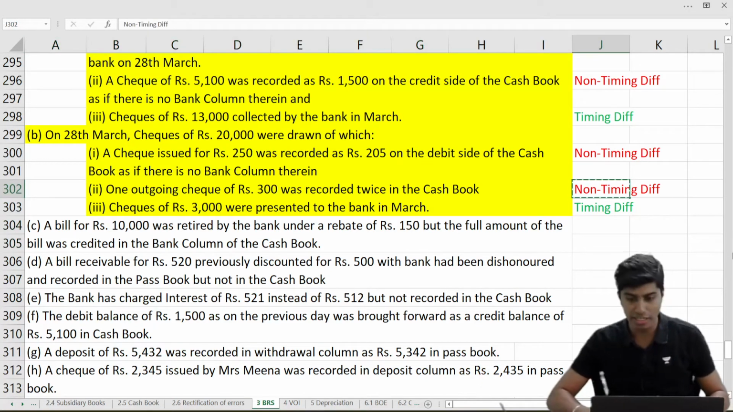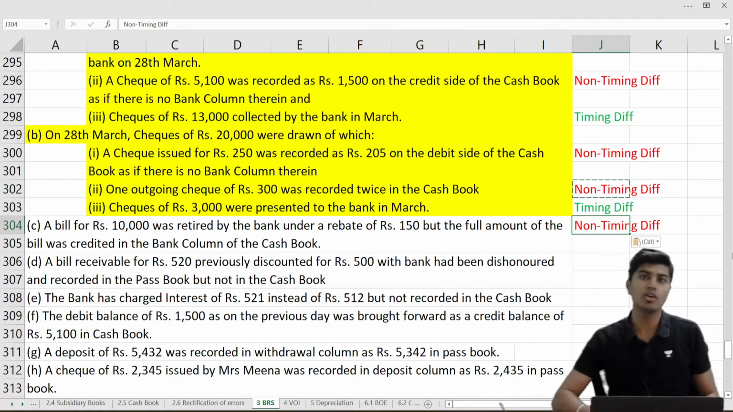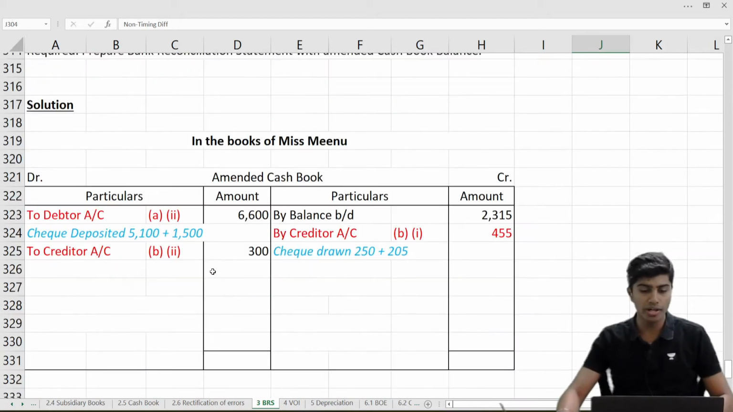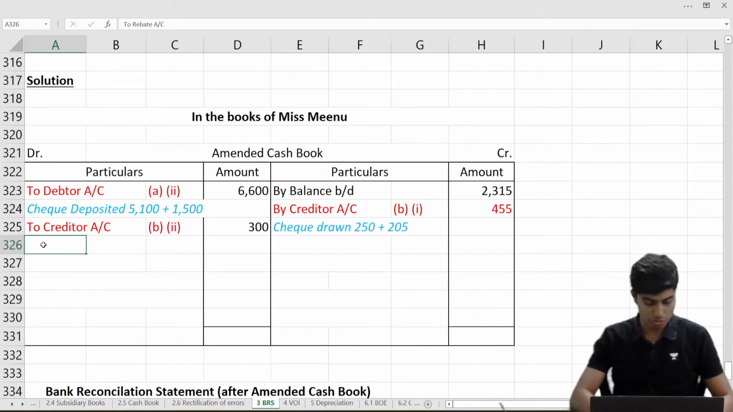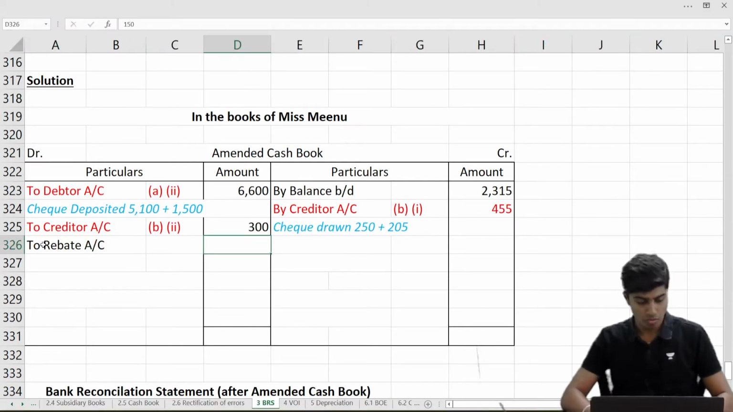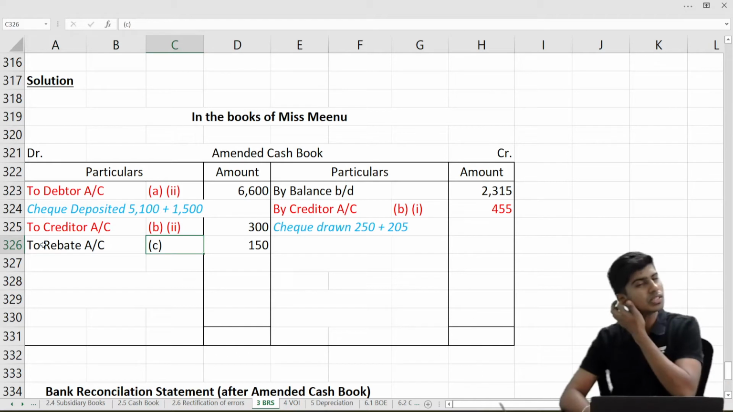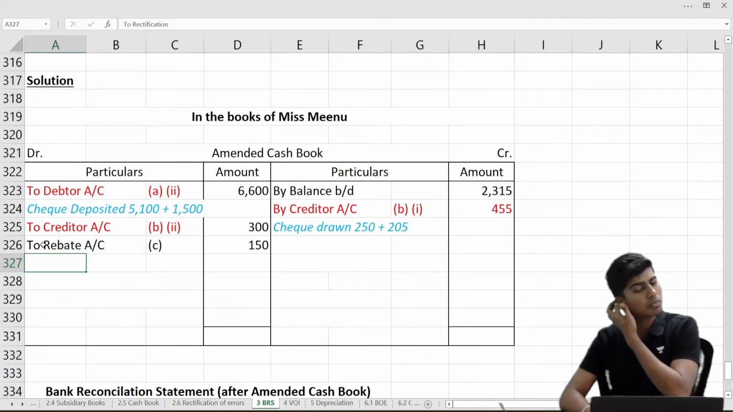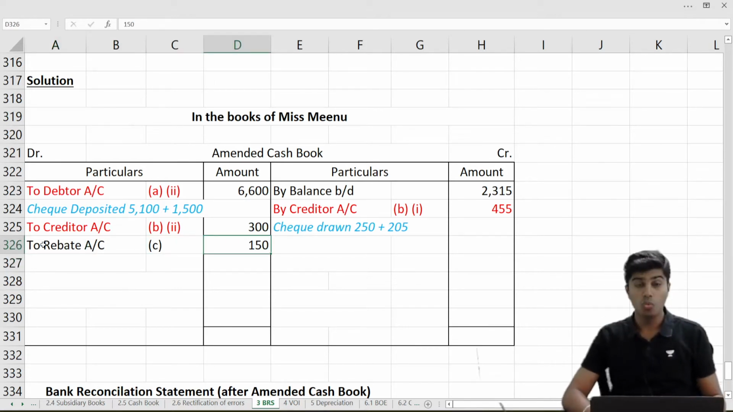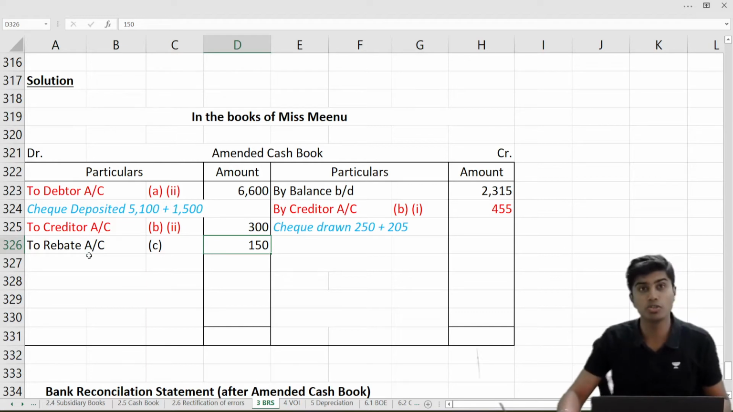It's an error in the cash book. We need to record for the same. So what do we do? This 150 rupees, whatever is there, I would go ahead and debit it in my amended cash book. How much? 150. This is adjustment C. You guys get this? 150 rupees rebate, which was previously not recorded, is now recorded.